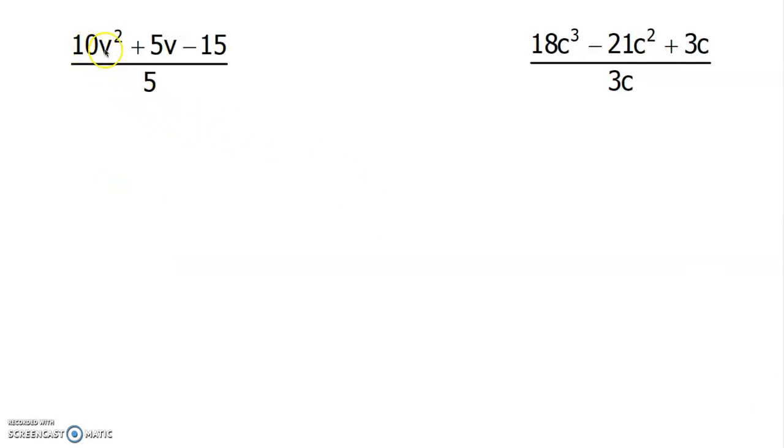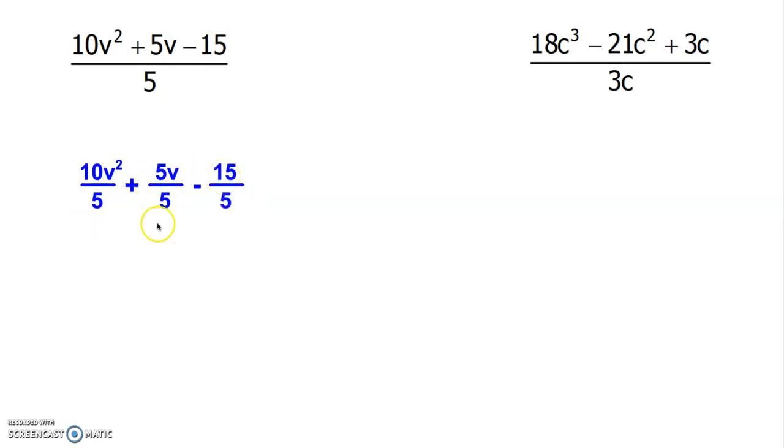Next I have 10v squared plus 5v minus 15, all being divided by 5. So this time I have a trinomial being divided by a monomial. I'm still taking every term in the numerator and dividing it by the 5. So I'm going to have 10v squared divided by 5 plus 5v divided by 5. And notice this subtraction. So I have minus 15 over 5.